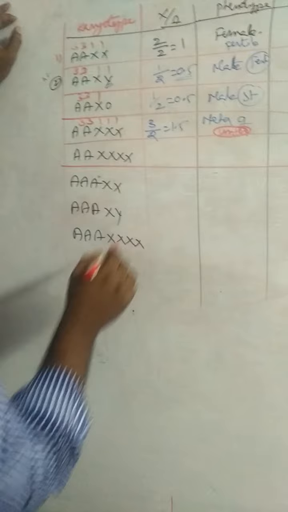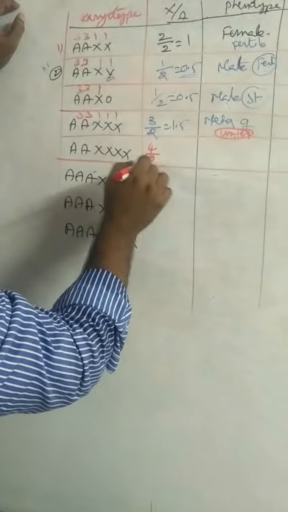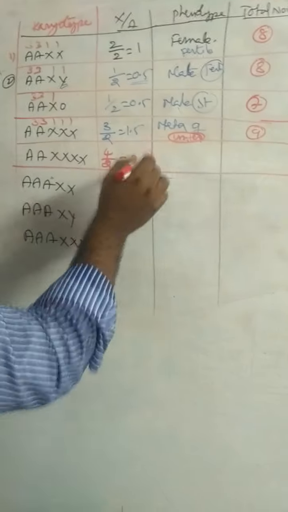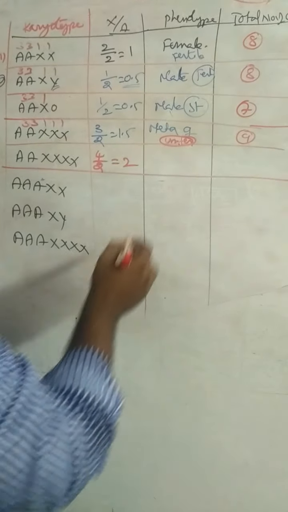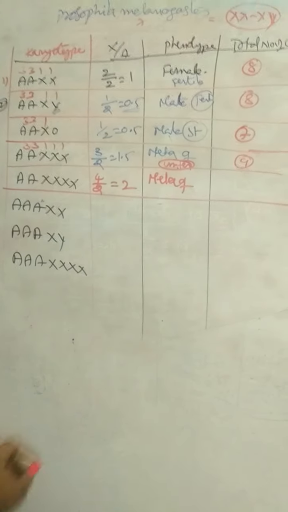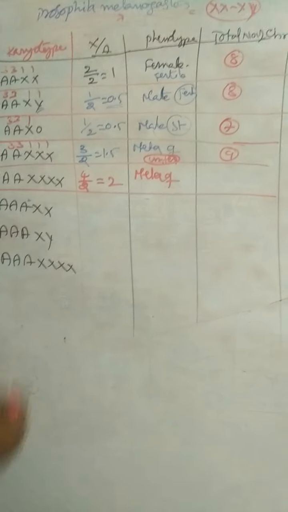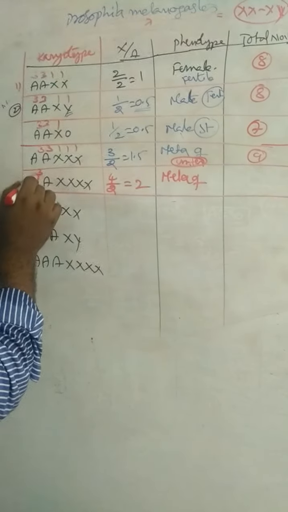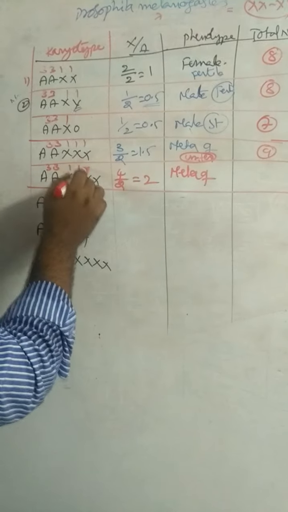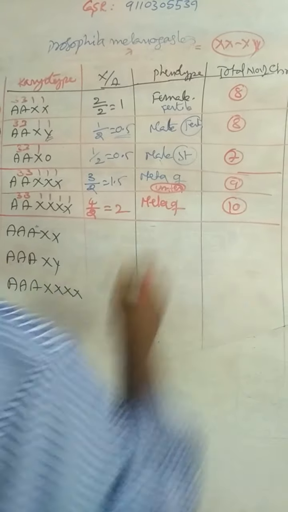And next combination, 4 X chromosomes by number of autosomes 2. 4 by 2, that is equal to 2. That means more than 1. That is meta female. It is also sterile or unfertile. So total number of chromosomes 3, 3, 1, 1, 1, 1. Total number of chromosomes in this combination 10.